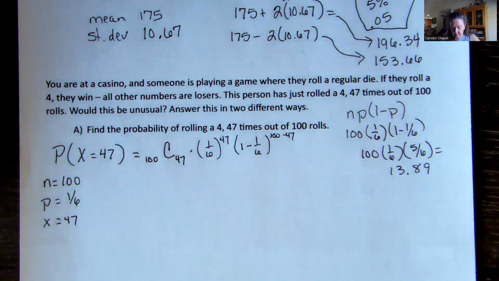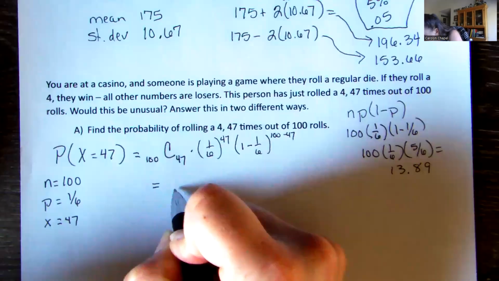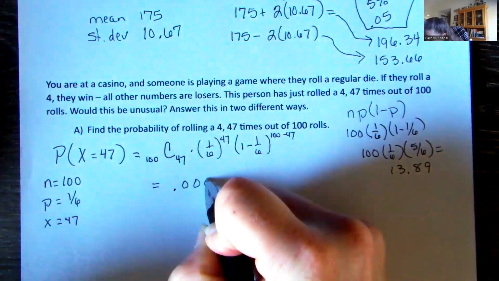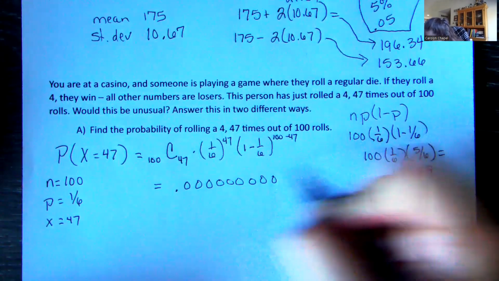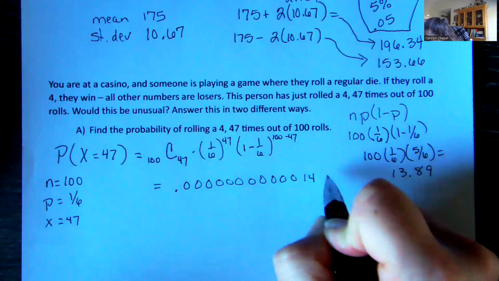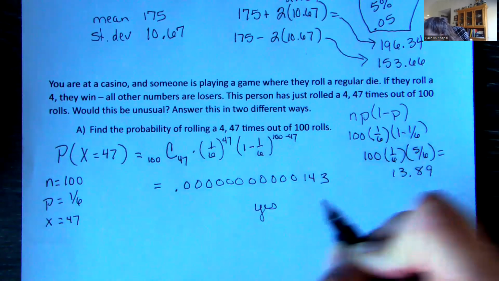Times my 1/6, raised to the 47th power. That's a huge number. And I'm going to multiply that by 5/6 raised to the 53. Okay, I come up with 0.00, a really small number. So this is, yes, unusual.